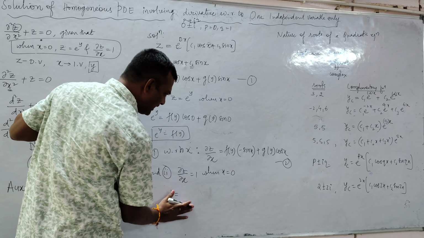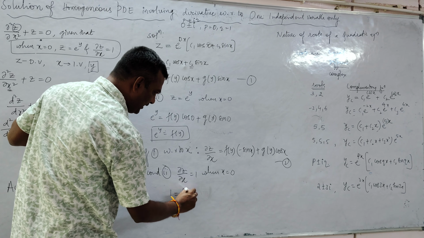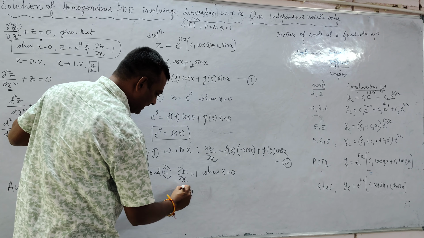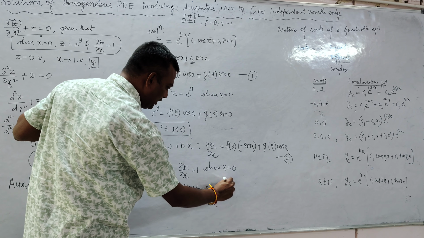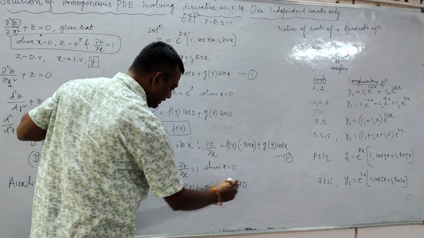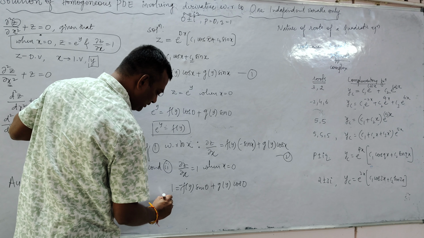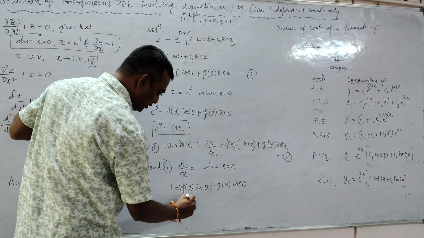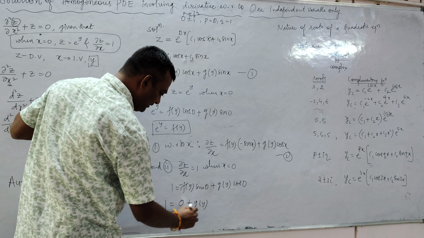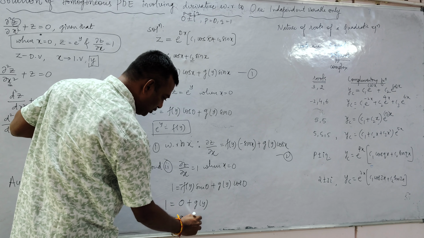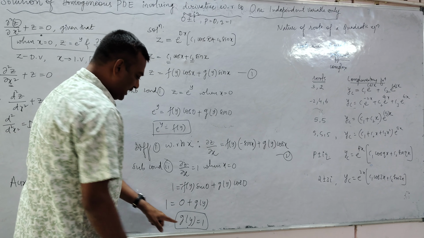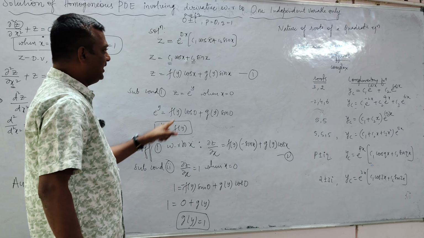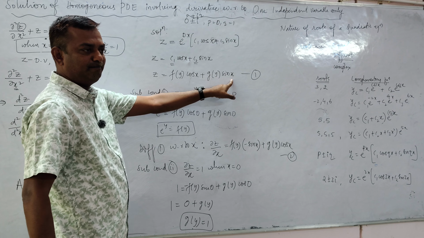If you don't know, we can write here f of y into minus sin 0, plus g of y into cos 0. So therefore 1 is equal to 0 plus g of y, or g of y is equal to 1. So we need to substitute g of y and f of y in equation number 1 finally.